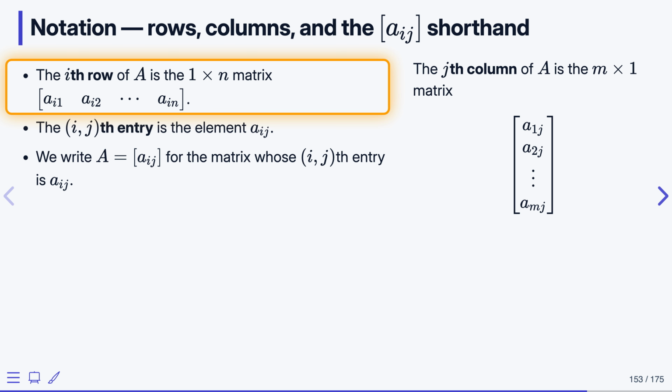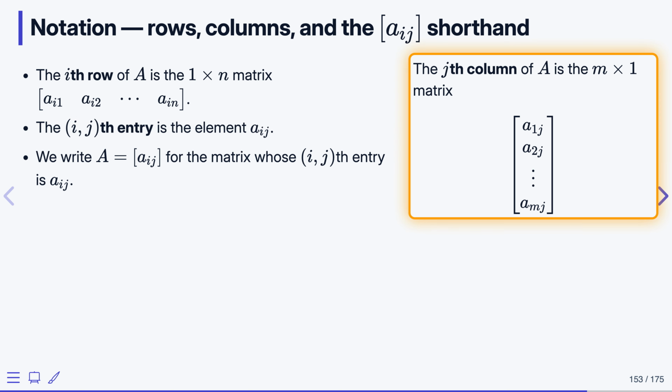Now the strips. The ith row of A is the whole horizontal strip, a sub i1, a sub i2, and so on to a sub in. Watch the labels. The first one stays at i and the second one runs. That strip is itself a matrix of size 1 by n. The jth column is the whole vertical strip, a sub 1j, a sub 2j, down to a sub mj. This time the second label stays at j and the first one runs. That strip is an m by 1 matrix.